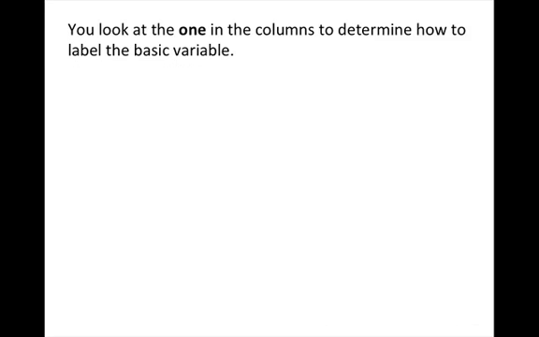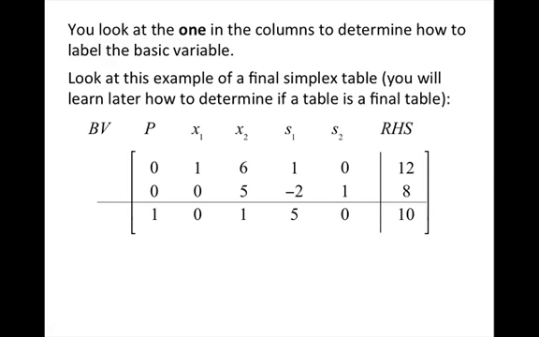Well, now to label the other basic variables, you look for the 1 in the columns. Wherever the 1 is, that tells you what row that column label is a basic variable for. So let's look at an example of a simplex table, and let's label the basic variables for this one.